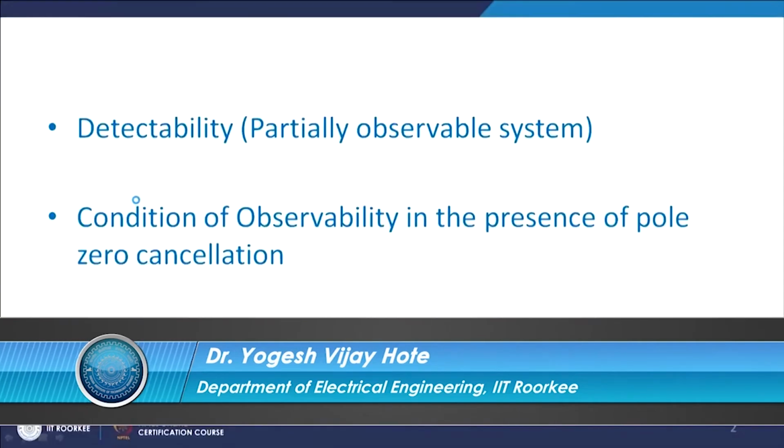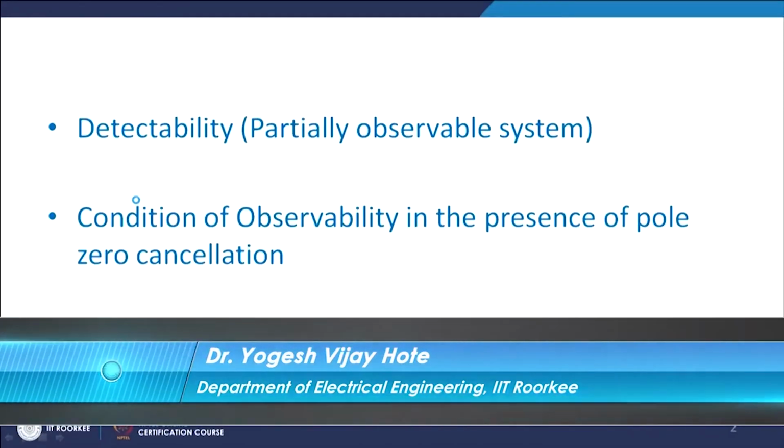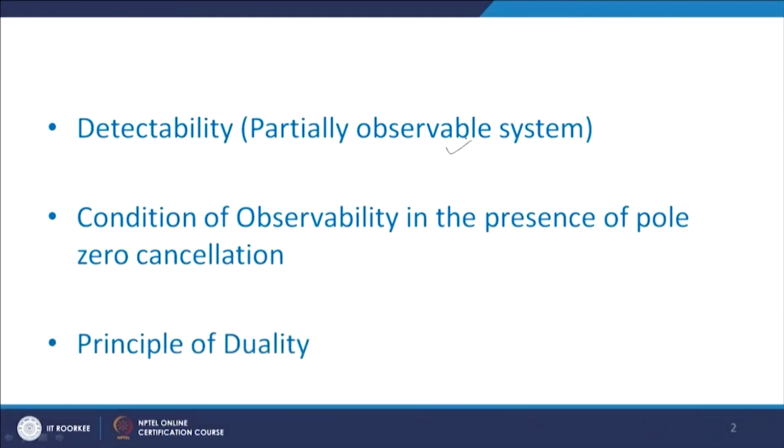Let us start with observability in state space, that is part 2. In this we will study detectability, that is partially observable system, then the condition of observability in the presence of pole zero cancellations, then the principle of duality. Now we start with detectability, that is partially observable system.